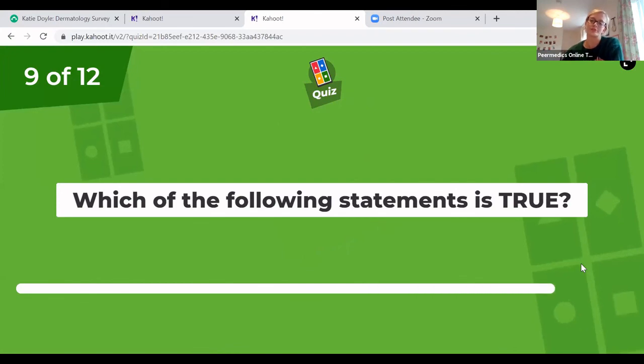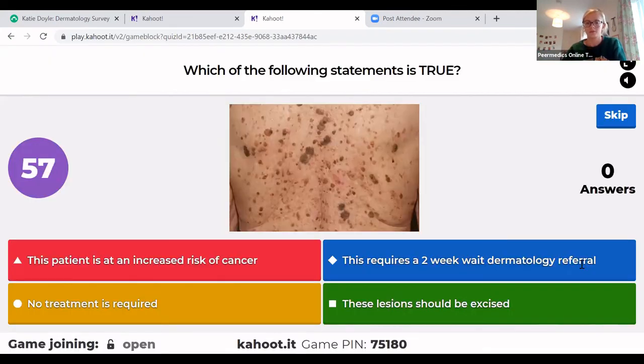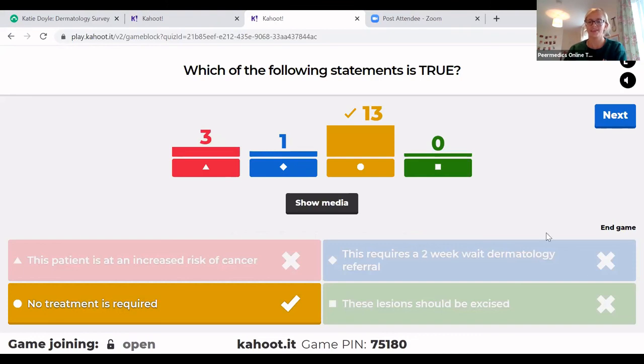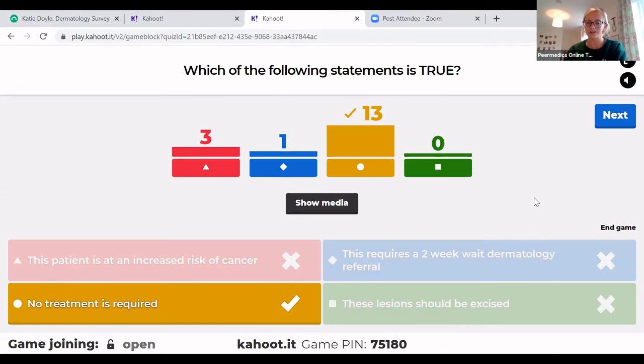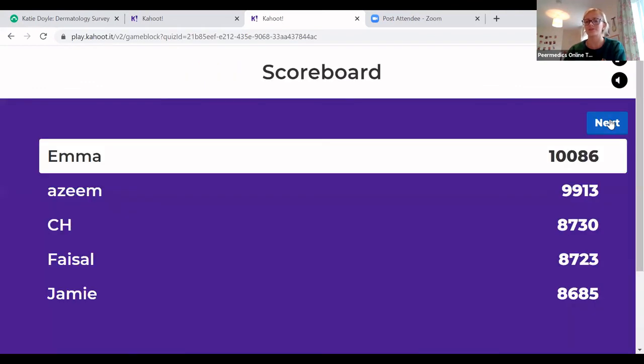Okay, so which one is true? The rest, three are false, one is true. Yeah, well done. So that was seborrheic keratosis. It's those warty, stuck-on looking lesions, not at increased risk for cancer, completely benign, not a sign of sun damage at all. It's just really common in older people. So no treatment required. Can use cryotherapy to get them off, or Vaseline, something to moisturize them, because they can get stuck on clothes.